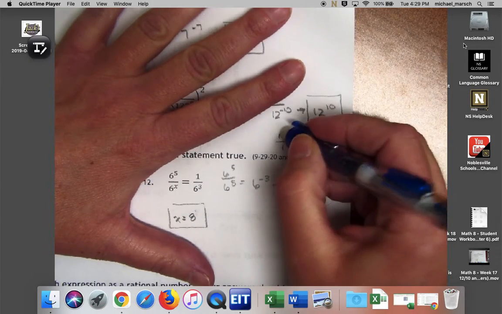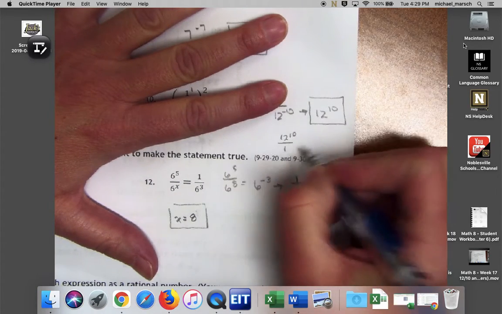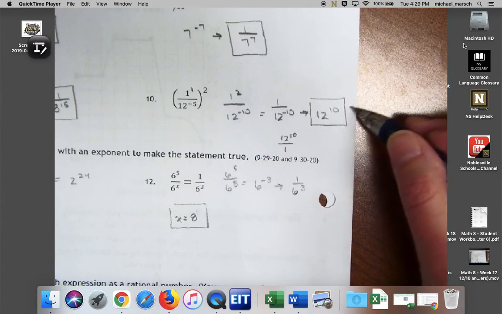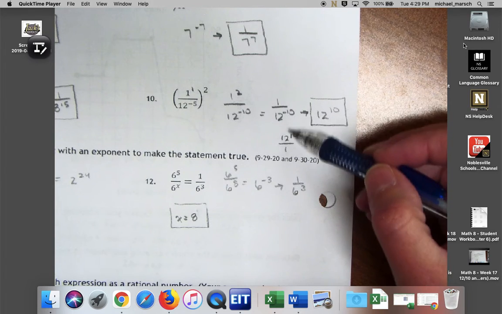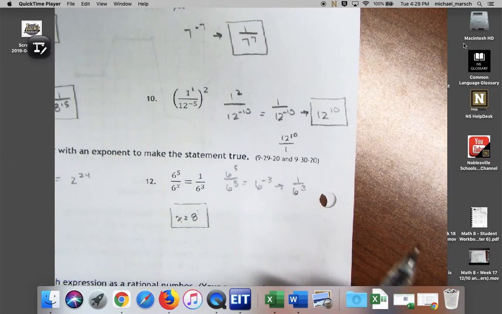That looks like a 0, doesn't it? 12 to the 10 over 1. And then, of course, I just get rid of that 1, and I have 12 to the 10th power. Because, again, we cannot have those negatives. We have to force them either up to the numerator or down to the denominator.